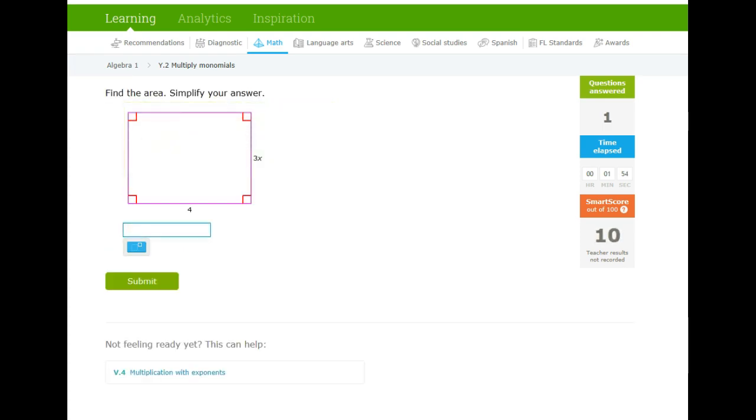So this is the area of a rectangle, another basic area. So 4 times 3x, because the area of the rectangle is the base, 4, times the height, 3x, so the answer is 12x.